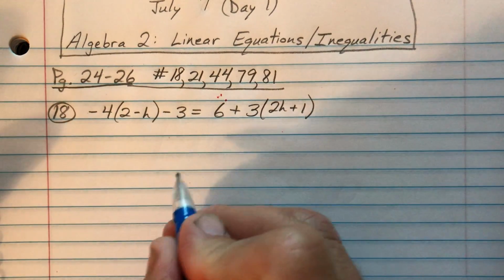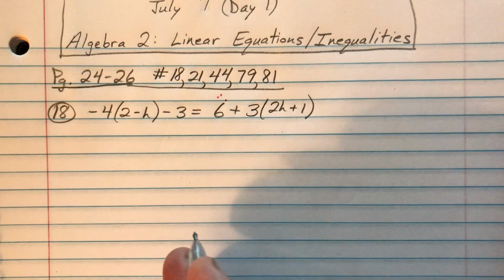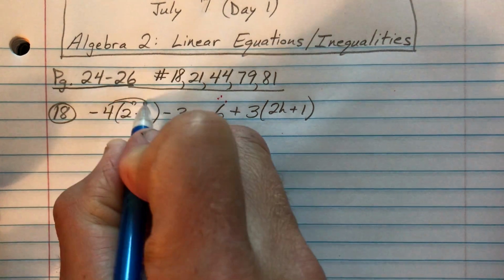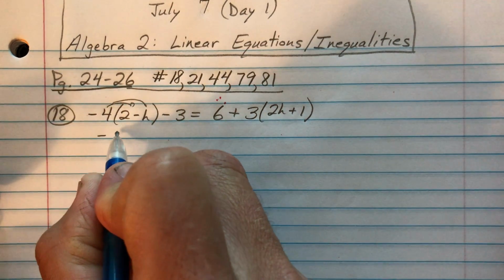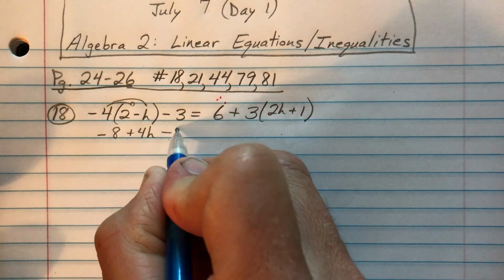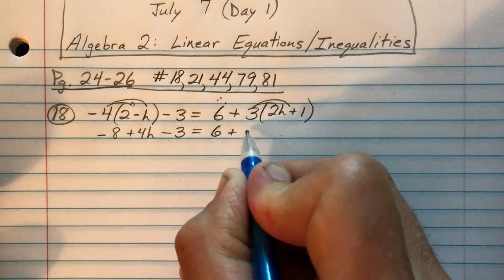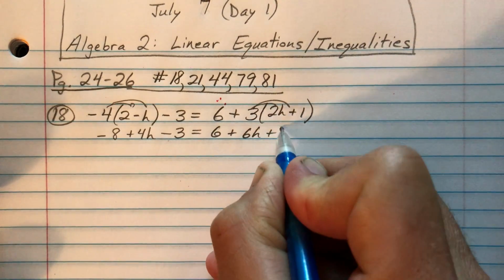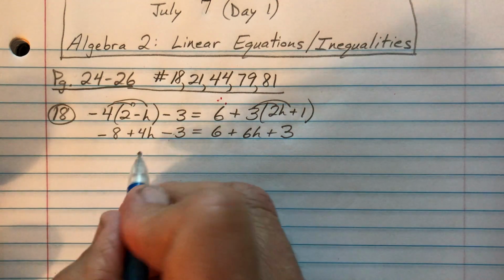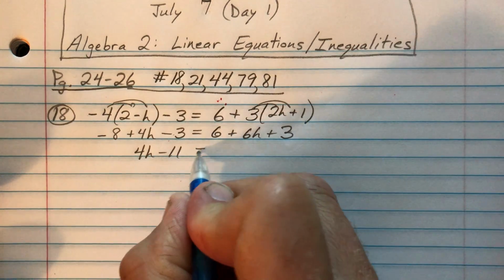In this situation, we want to make sure that we're solving for h. So we want to get all the h terms on one side and the numbers on the other. But first, let's carefully distribute this -4. So -8 plus 4h minus 3, we'll distribute this 3 also, equals 6 plus 6h plus 3. And let's combine some like terms. -8 and -1 is -11. 6 and 3 is 9.